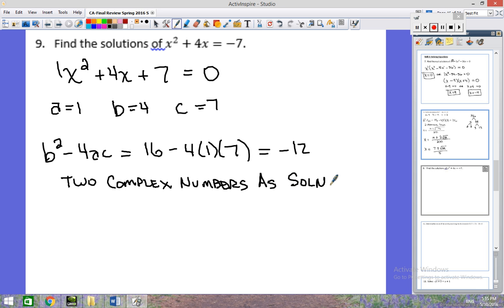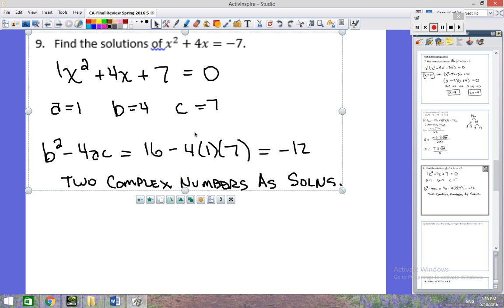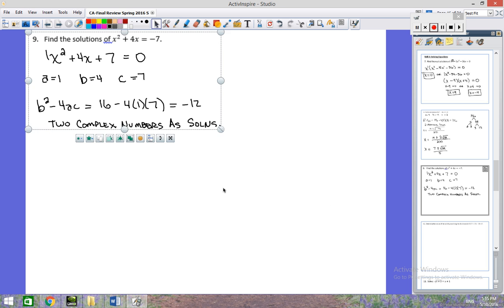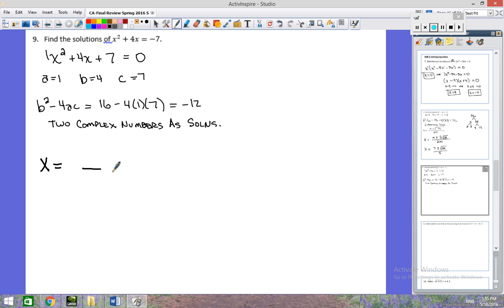Alright, so let's see if we can find them and determine what they are. So the quadratic formula says that it's a fraction. The numerator begins with the opposite of b. The opposite of 4 is negative 4, plus or minus the square root of my discriminant.